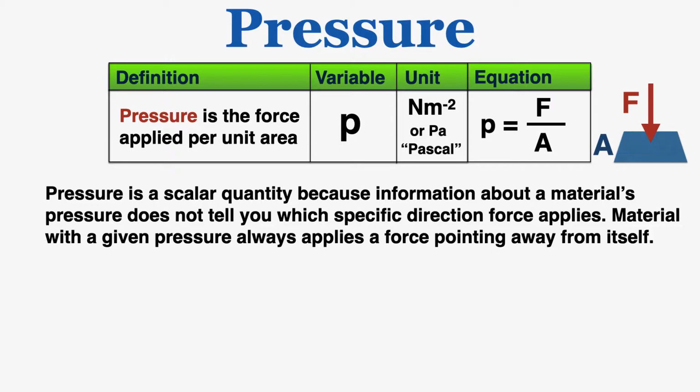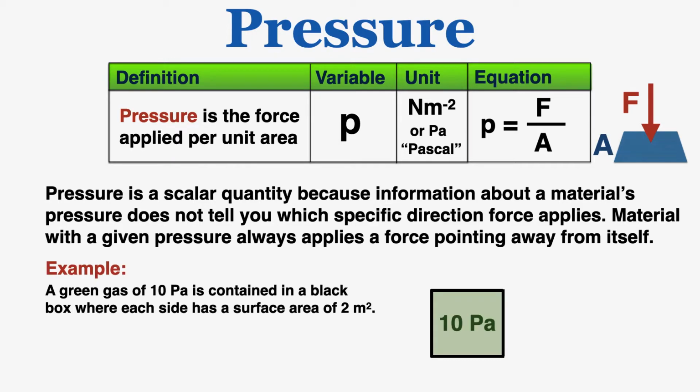Pressure is a scalar quantity because information about a material's pressure does not tell you which specific direction force applies. Material with a given pressure always applies a force pointing away from itself. As an example, we can imagine that this green gas is at 10 pascals of pressure and it's contained in this black box where each side has a surface area of 2 meters squared.